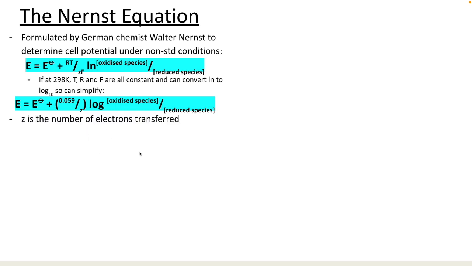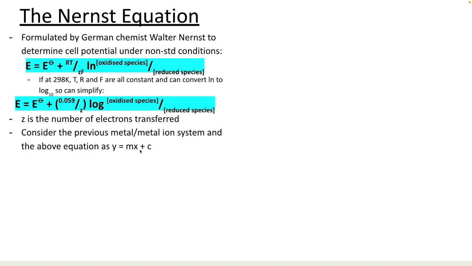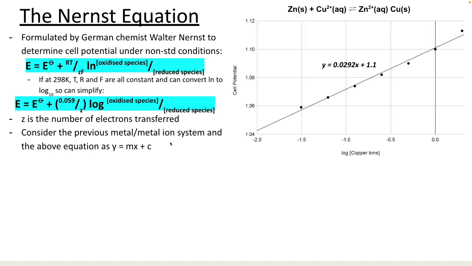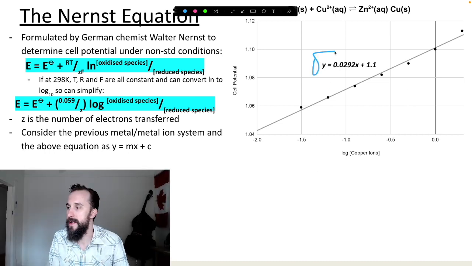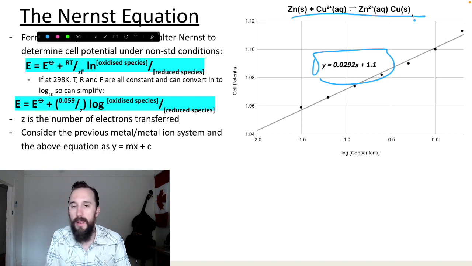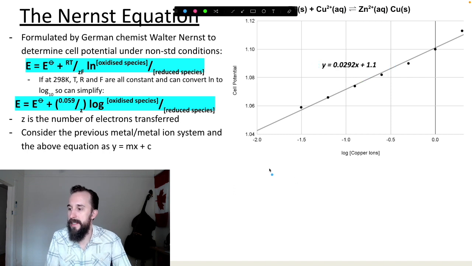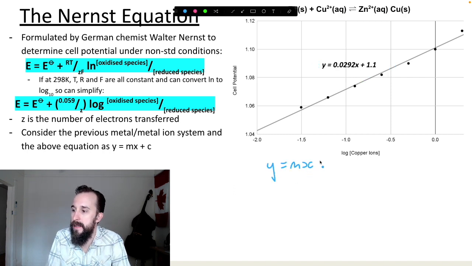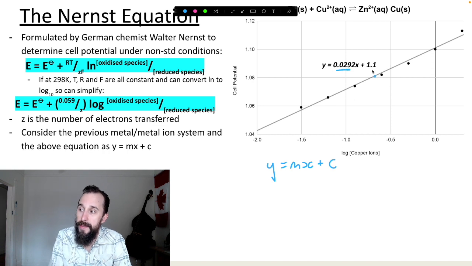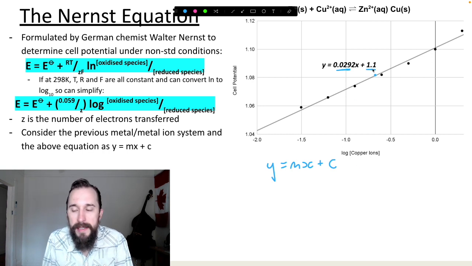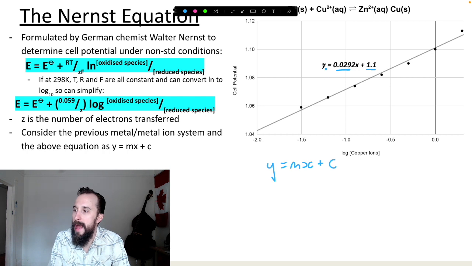Z there is the number of electrons transferred, which is important in the redox. Let's consider the previous metal-ion system and the above equation as y equals mx plus c. So this is the one that I popped up on a graph just before. I got it to give me an equation of the line, and I'm showing our redox reaction up there. So let's consider y equals mx plus c, where I'm given the slope there and the y-intercept there.